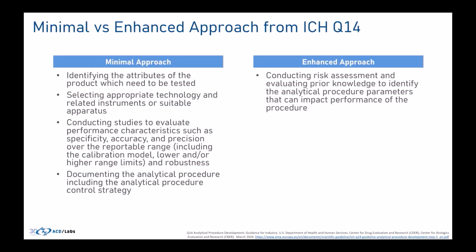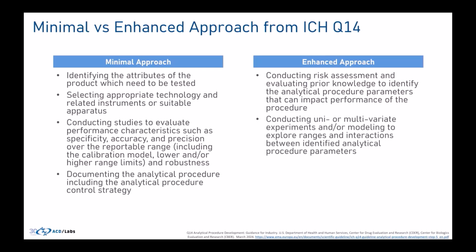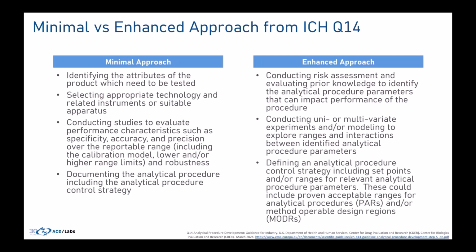So conducting risk assessment and evaluating prior knowledge to identify the analytical procedure parameters that can impact performance of the procedure. Conducting uni or multivariate experiments and/or modeling to explore ranges and interactions between identified analytical procedure parameters, and defining an analytical procedure control strategy, including set points and/or ranges for relevant analytical procedure parameters. These could include proven acceptable ranges for analytical procedures, or PARs, and/or method operable design regions, MODRs.